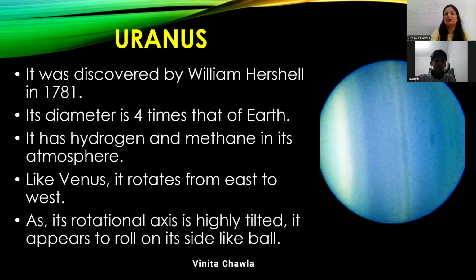And as its rotational axis is highly tilted, it appears to roll on its side like a ball. When we were discussing the Earth, we had also taken the rotational axis, no? It is tilted. In the same way, Uranus's rotational axis is also tilted, but it is highly tilted, so it appears to roll on its side like a ball.